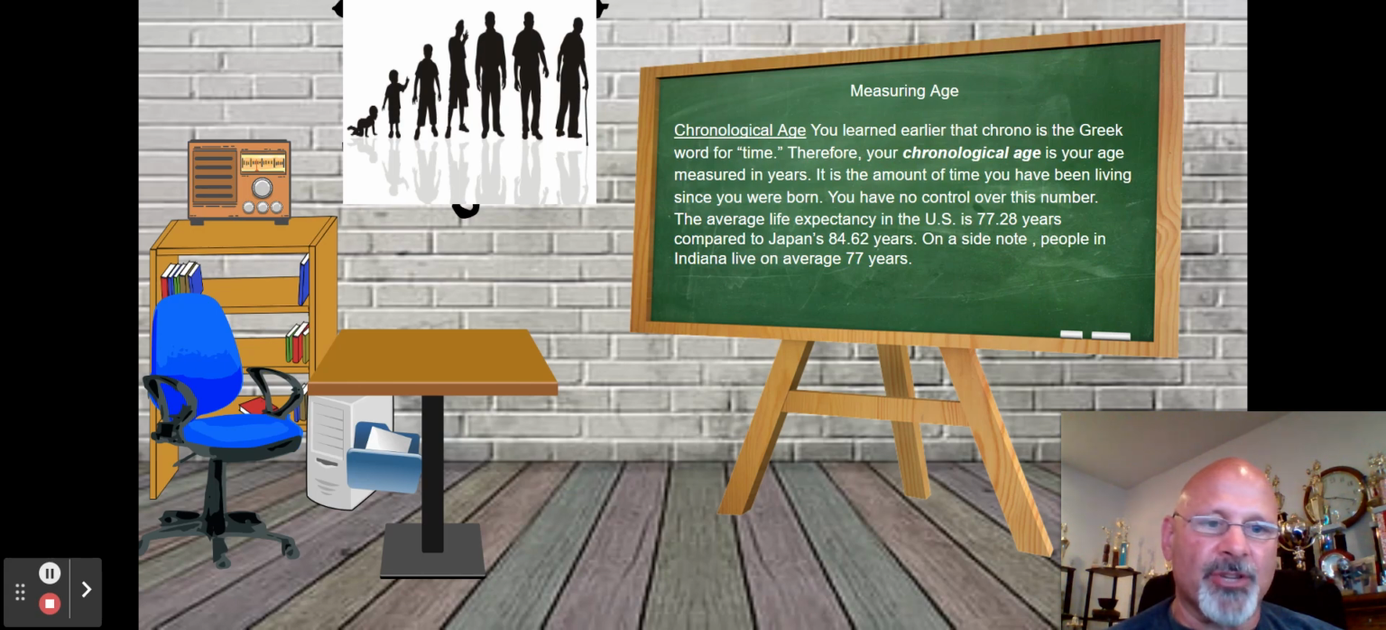Basically, everybody ages. The average life expectancy in the US is 77.28 years compared to Japan's 84.62 years. On a side note, people in Indiana live on average 77 years.